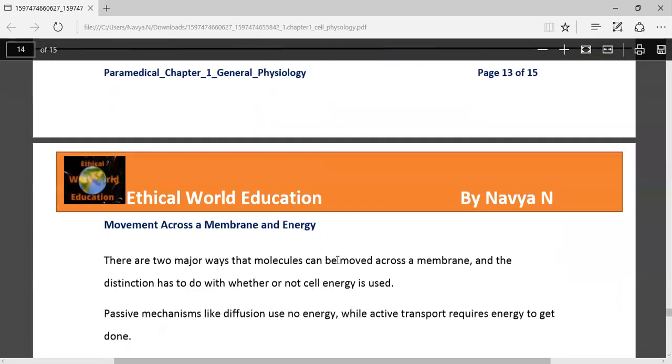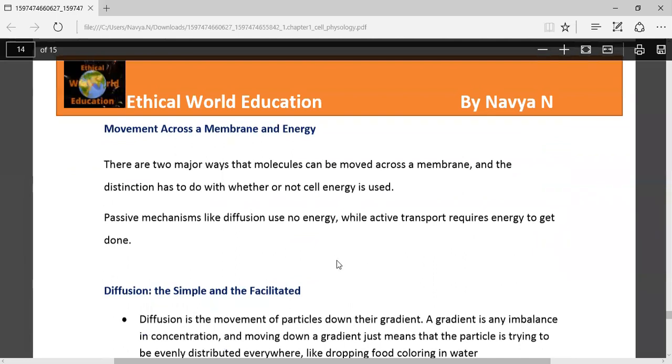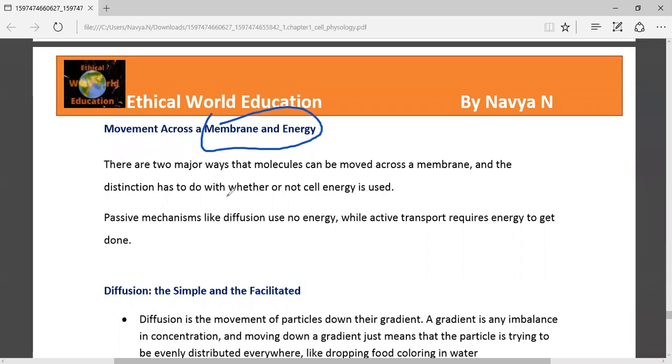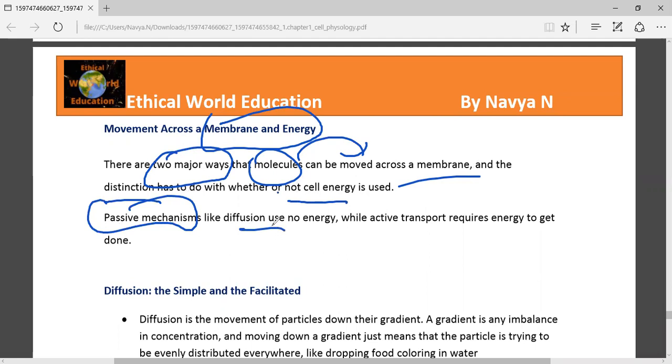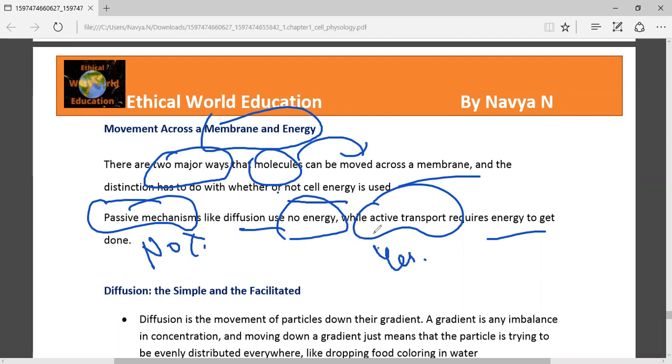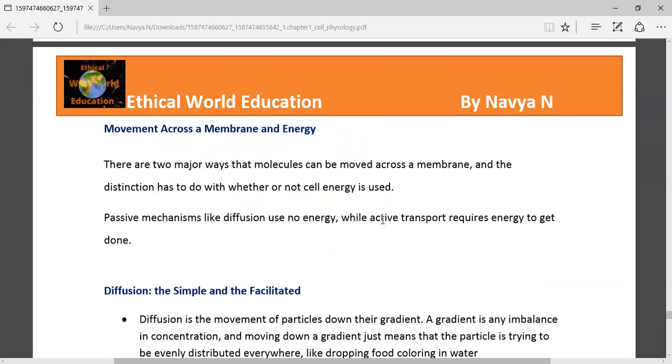And the movement across the membrane and the energy. When you come across this energy, there are two major ways the molecules can be moved across the membrane, and it can be distinguished by whether or not cell energy will be used. The passive mechanism, like diffusion, uses no energy, while active transport requires energy. Passive, no energy. Here it requires energy in active transportation.